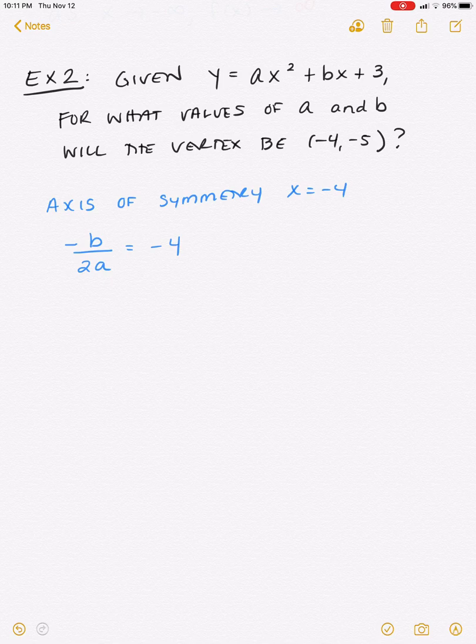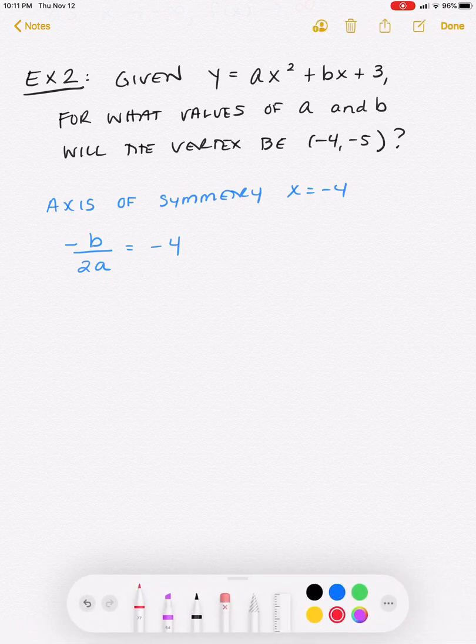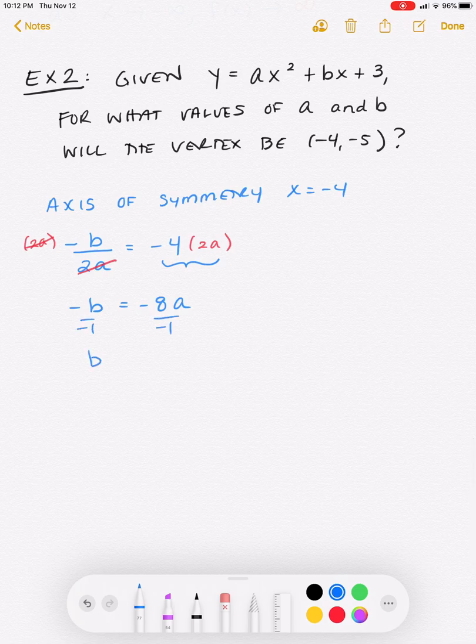So maybe we work with this a little bit. Maybe we multiply both sides by 2a. Well, if we multiply both sides by 2a, I have -b equals this multiplied, which is -8a. Okay, maybe we divide by -1 and we get b equals 8a. Now we're done solving right there. I can't get a or b because I have too many variables.